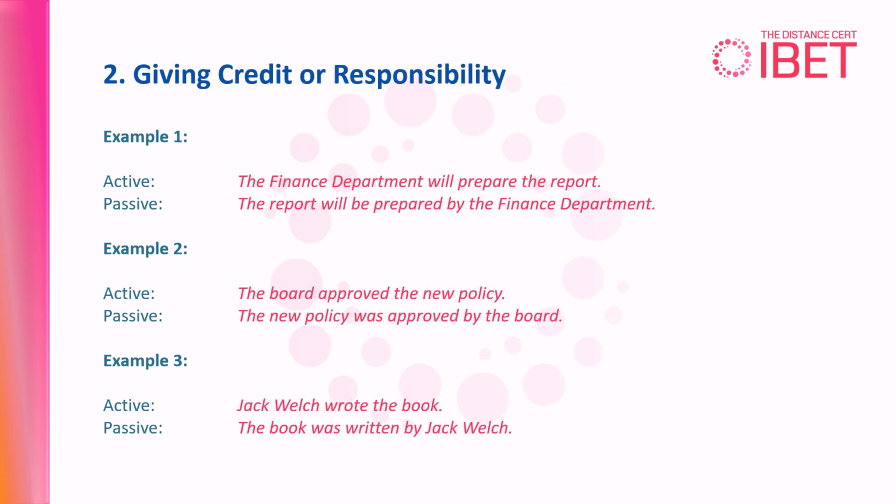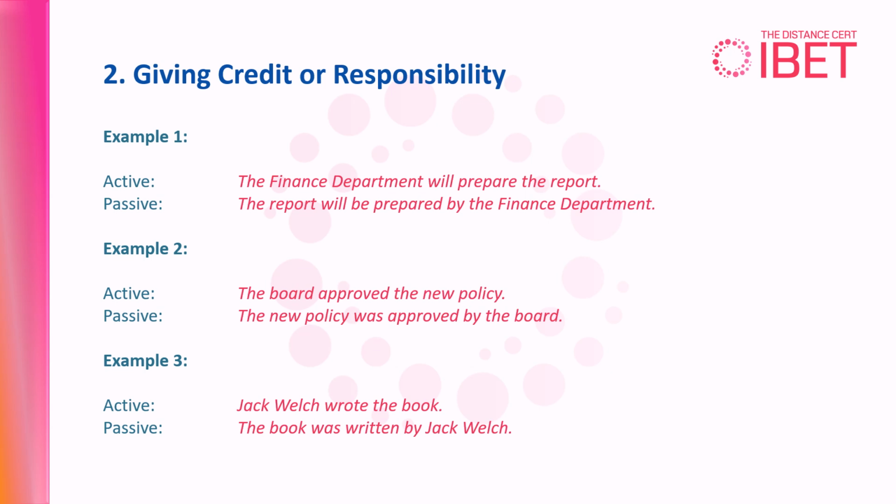Number 2. Using the passive voice with responsibility and credit helps keep the focus on the action or event while also acknowledging who carried it out. Example 1. Active. The finance department will prepare the report. Passive. The report will be prepared by the finance department. Responsibility is given to the finance department.